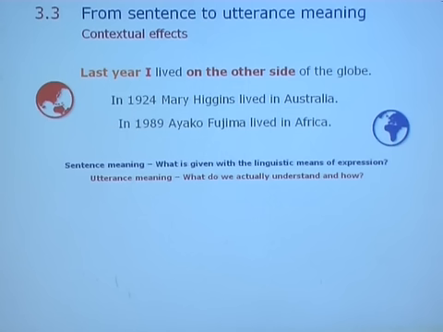But what about the first one? Last year I lived on the other side of the globe. Who? But we know a little bit about I. Who is I? Think of a real communicative situation. Who is I? The speaker. It's not much, but that's what you know.